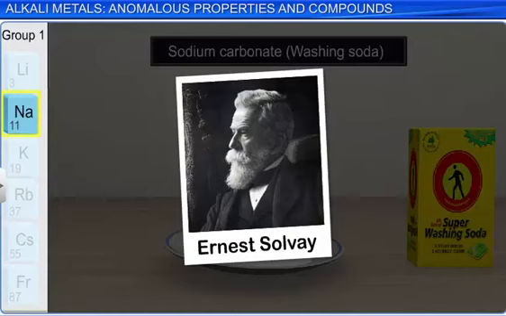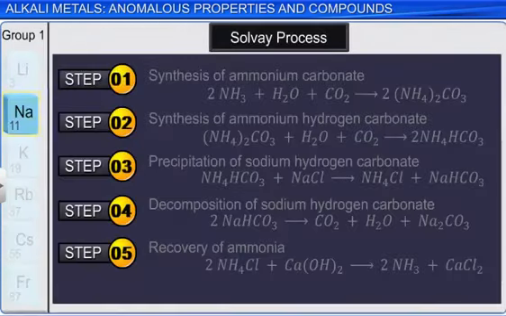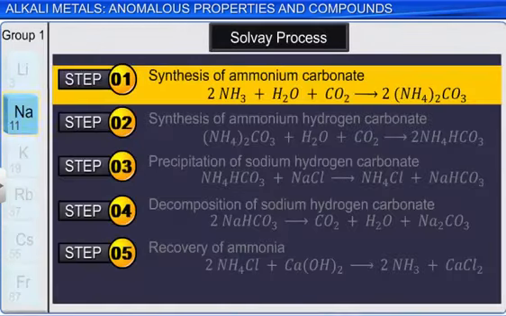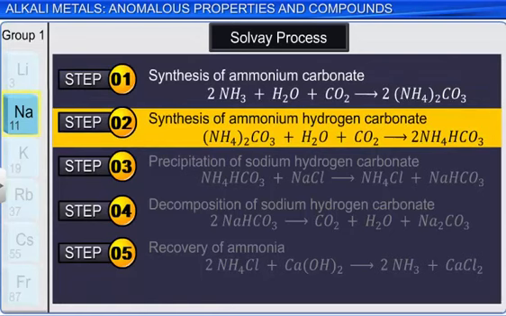Let's go through the steps of the Solvay process. In the first step, ammonium carbonate is synthesized from ammonia, water, and carbon dioxide, as shown in the reaction. Then, the ammonium carbonate formed in the first step is reacted with water and carbon dioxide to form ammonium hydrogen carbonate, as shown in the reaction given.